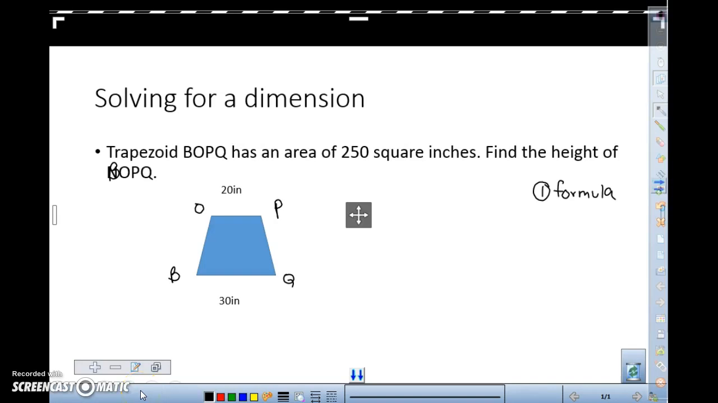Shape is a trapezoid. So if you look at your formula sheet, and you go under where it says trapezoid, you'll find area is equal to 1/2 the sum of the two bases times the height. We're going to substitute our known values in.